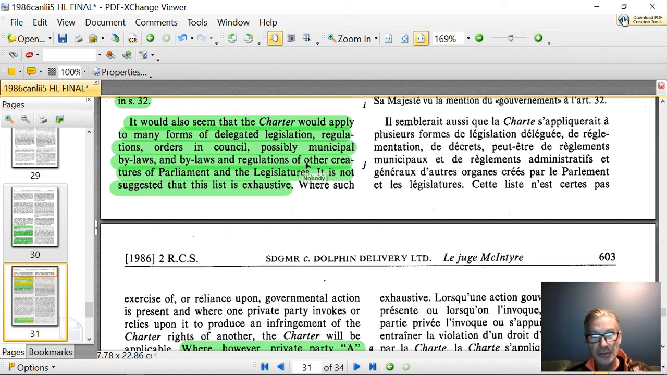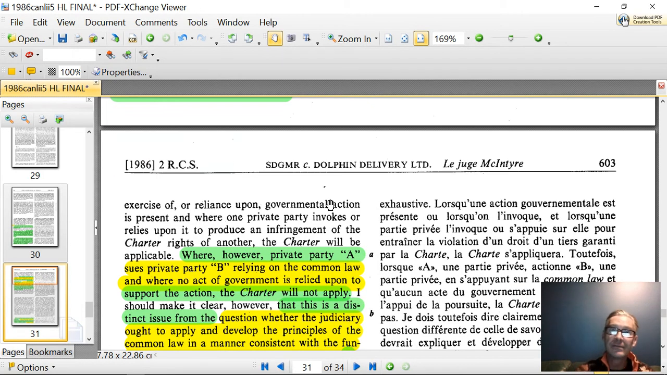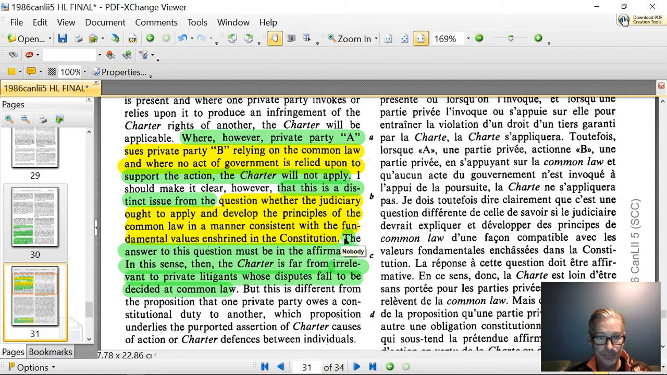Therefore, the charter applies. So when they come at you with their mask tickets, once again, without going into the I'm a human being, not a artificial person or corporation, with the average police officer, you can refer to the charter. However, a private party A sues private party B, relying on common law, and where no act of government is relied upon to support the action, the charter will not apply. Of course not.